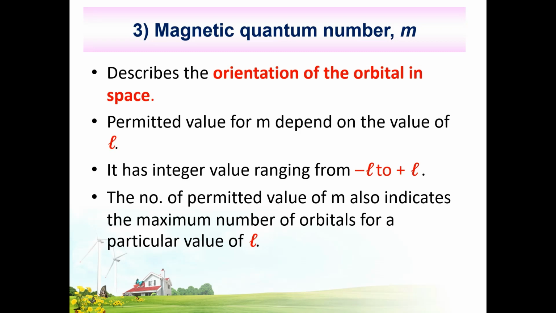The third quantum number is m, magnetic. It describes the orientation of the orbital in space. Permitted values for m depend on the value of l. For example, l is 1. So it has integer values ranging from -1 to +1. The quantum numbers are -1, 0, and +1. The number of permitted values of m also indicates the maximum number of orbitals for a particular value of l.